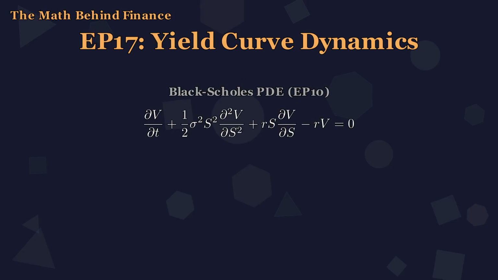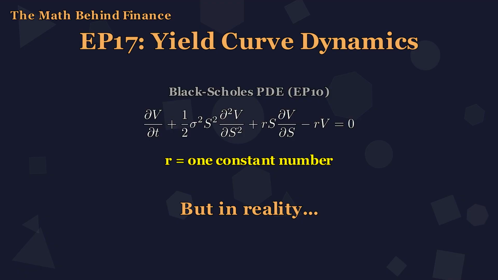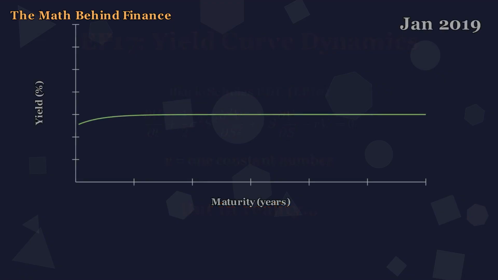In the Black-Scholes world we built in episode 10, the interest rate R was just one constant number, a single value that never changed. But step outside that idealized world, and you discover something remarkable. Interest rates are not just one number, they are an entire curve. Each point on this curve tells you the annualized yield for a bond that matures at that horizon. Short-term bonds on the left, long-term bonds on the right, and the shape of this curve changes constantly.